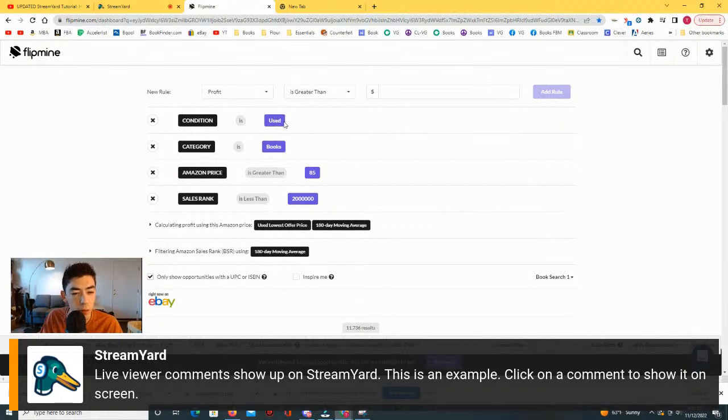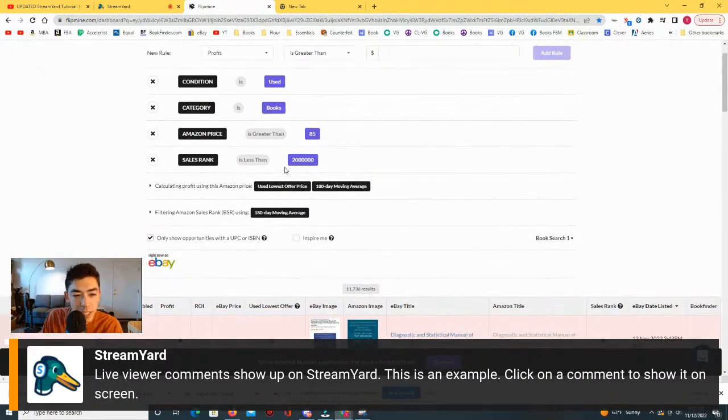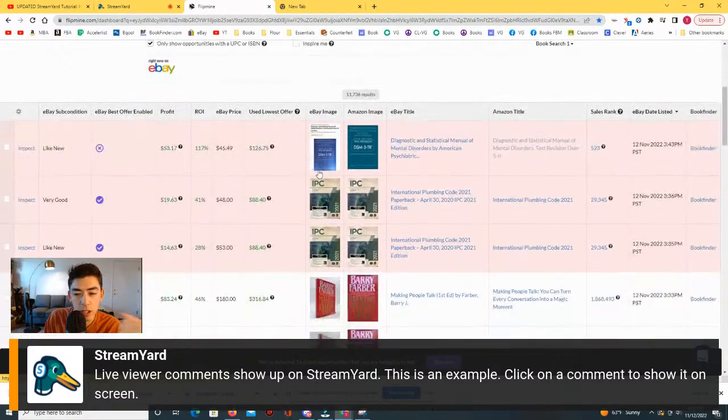So I look for used condition books where the Amazon price is greater than 85, and I'm looking for sales ranks less than 2 million. I know a lot of you are probably thinking, wow, Joji, 2 million sales rank, that's pretty high. And it is pretty high. But one thing that I've noticed over time is that sales rank definitely is not the best indicator of how often a book is selling, nor should you just be relying on the sales rank. You should really be relying on Keepa. So basically, these are the parameters that I've used, and we can just go and do some live sourcing.